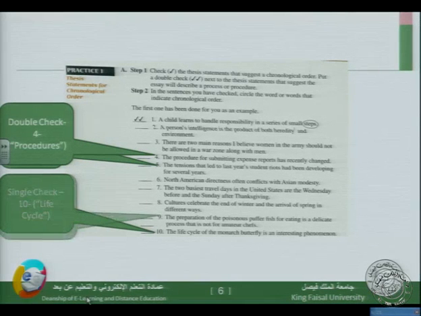As for number 4, the procedure for submitting inspection reports has recently changed. So do we put a check or a double check? It is a double check. Why? Because it talks about a procedure. And then the next one: the preparation of the poisonous puffer fish for eating is a delicate process that is not for mature chefs. Here the word process is mentioned, so it talks about a process. So here we put double checks because it talks about a process.